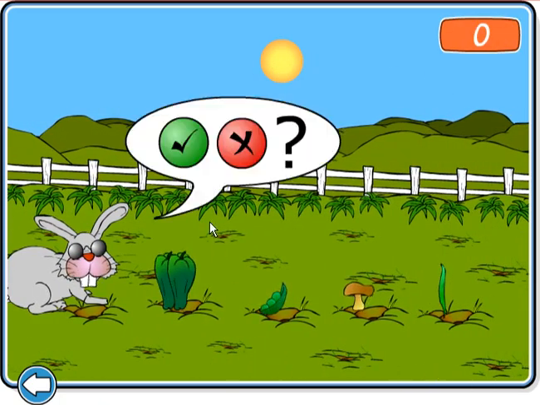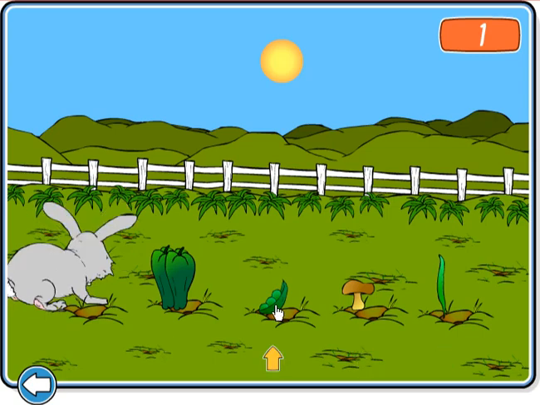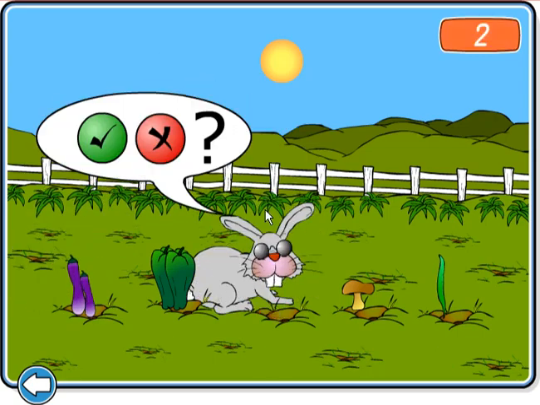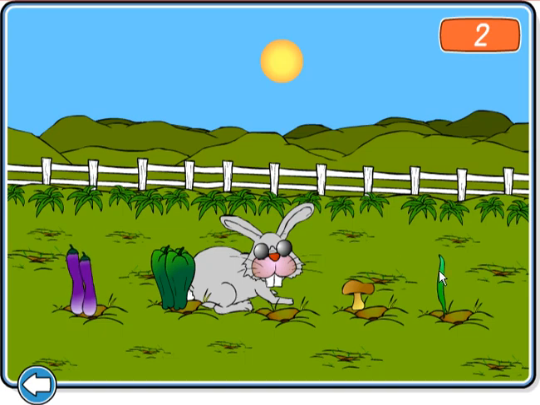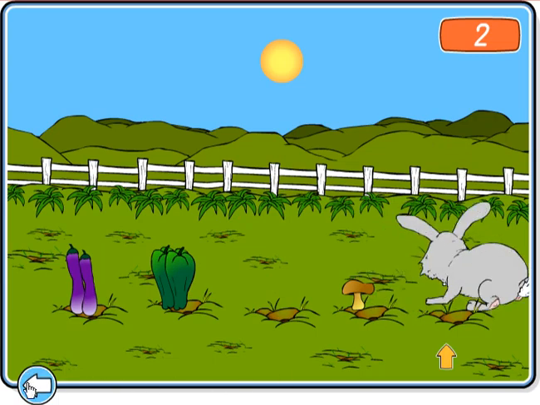Are there any tomatoes? No, there are not. There aren't any tomatoes. Are there any peas? Yes, there are. There are some peas. Are there any green beans? Yes, there is. There is one green bean.